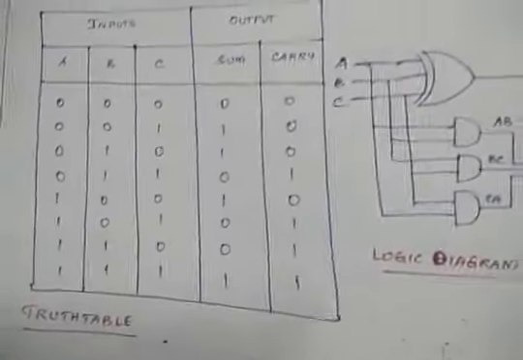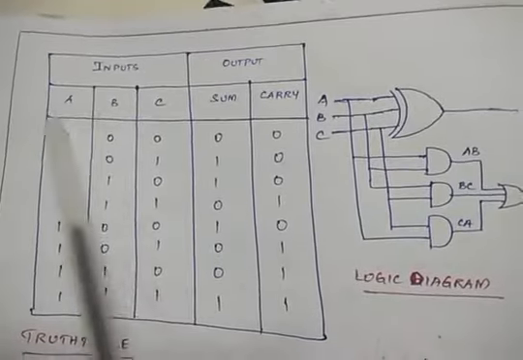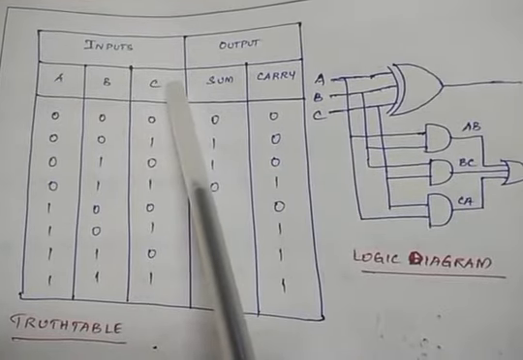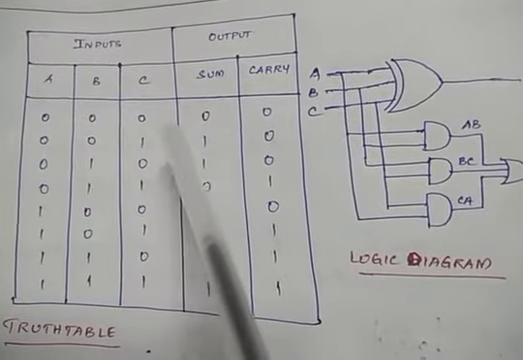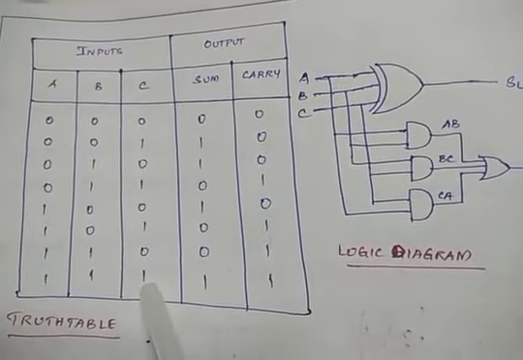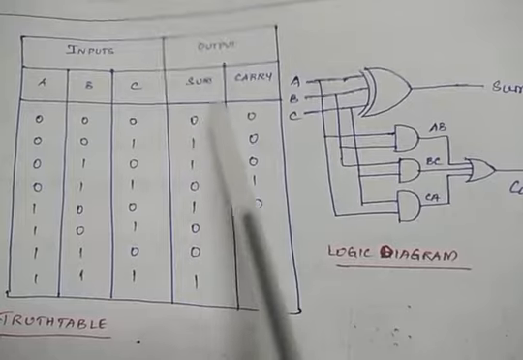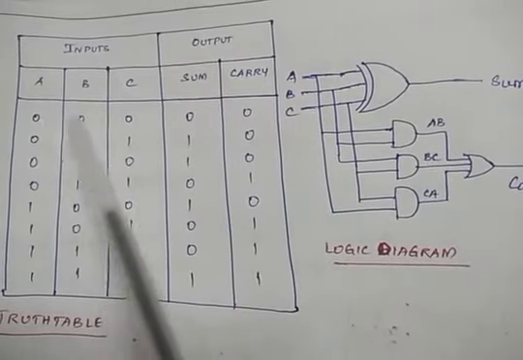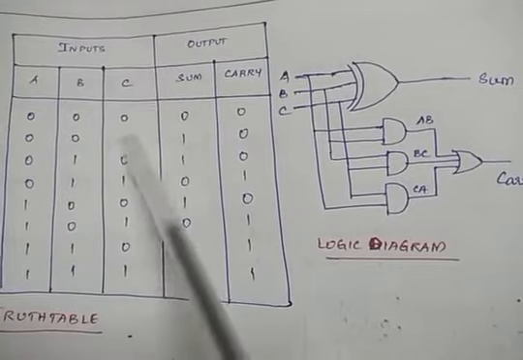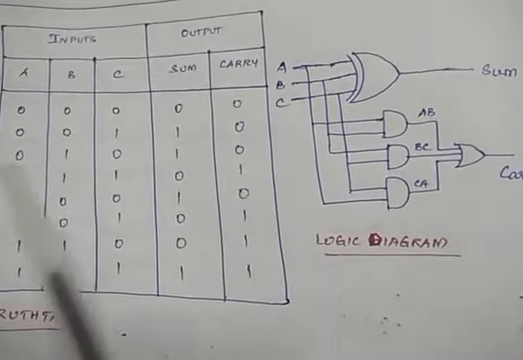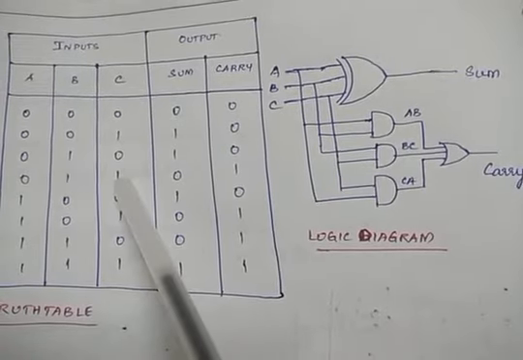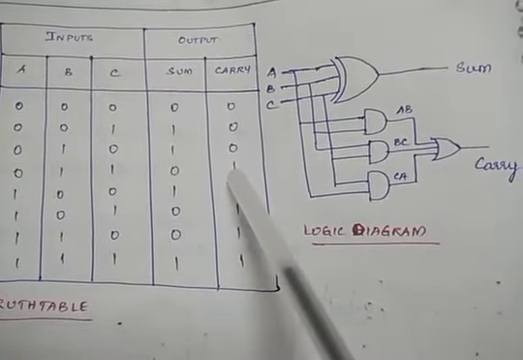So we'll see the truth table now. These are 3 inputs: A, B, C. With 3 inputs, how many combinations will come? 8 combinations, 2 power 3 is 8. Start from 0 0 0 to 1 1 1, and sum and carry. If I add 0 0 0, sum will be 0, carry will be 0. 0 0 1 means sum will be 1, carry will be 0. 0 1 0 means sum will be 1, carry will be 0. 0 1 1 means sum is 0, carry is 1.